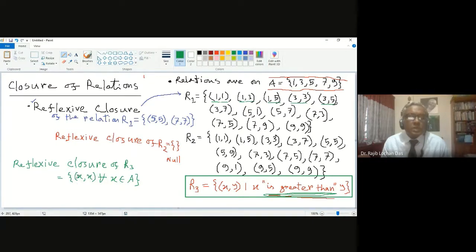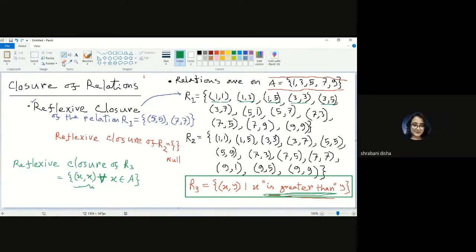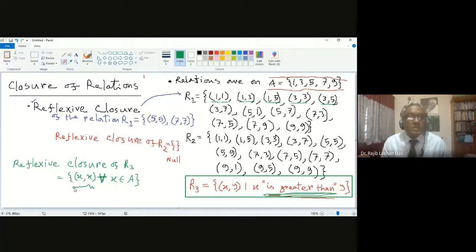So you will write x comma x for all. This is the for all symbol. You can say for all, or you can write every x in the original set A. Whatever elements you have in A, maybe 1, maybe 3, maybe 5, maybe 7, for everyone you need this pair x comma x. So I have written this. Okay, sir. Good. You understand now, right?